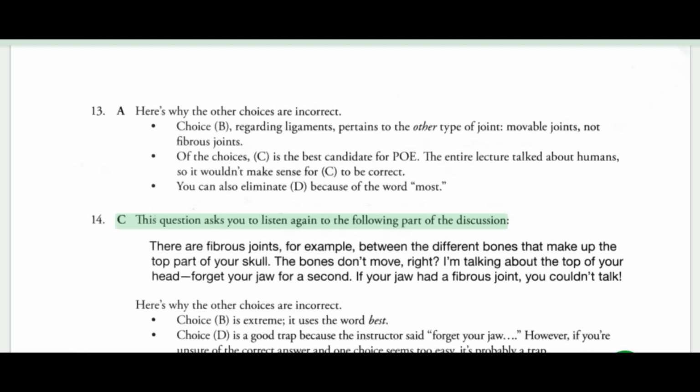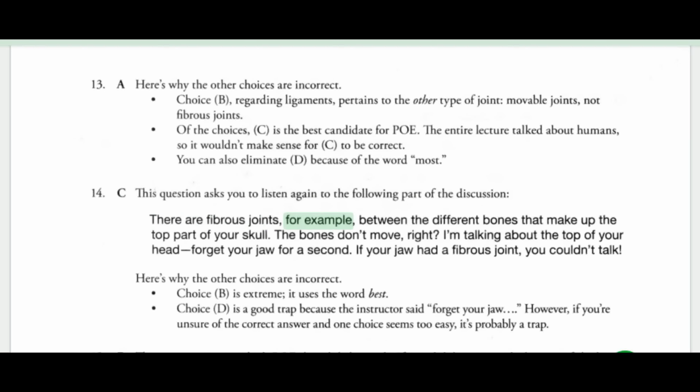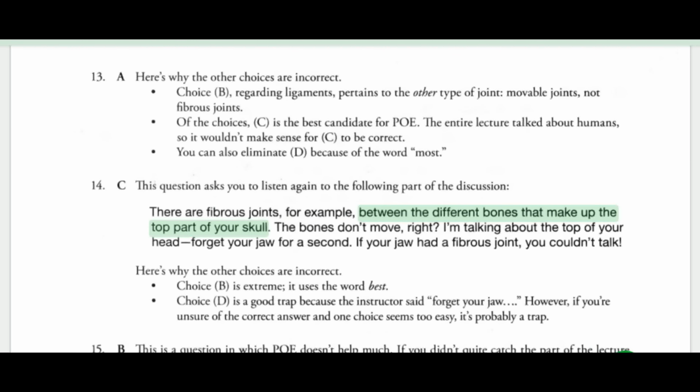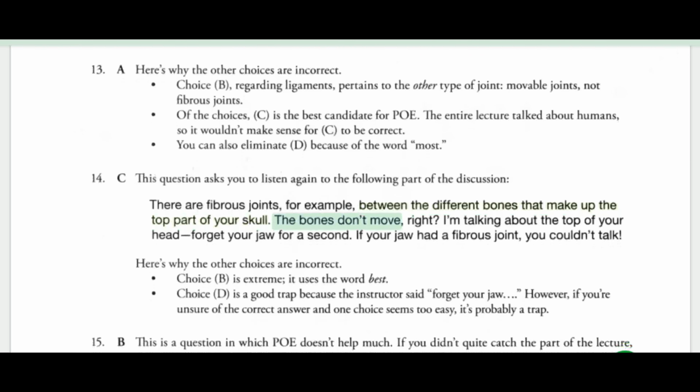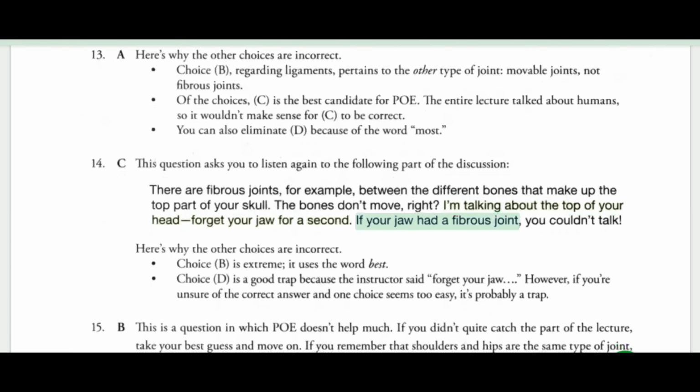14. This question asks you to listen again to the following part of the discussion. There are fibrous joints, for example, between the different bones that make up the top part of your skull. The bones don't move, right? I'm talking about the top of your head, forget your jaw for a second. If your jaw had a fibrous joint, you couldn't talk.